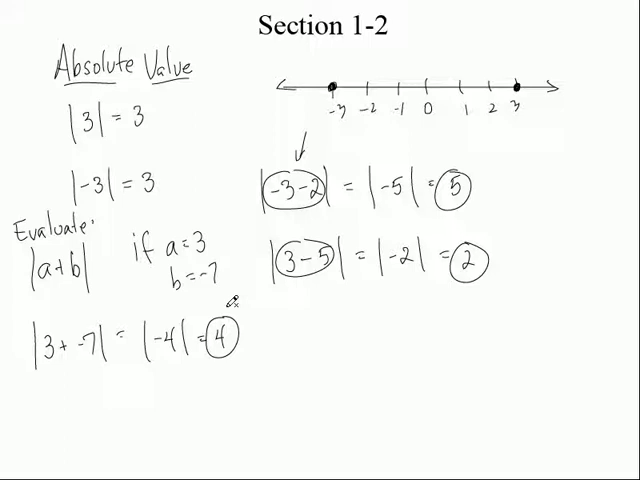All right? Make sense? It's pretty simple. Of course, they're going to get a little more complicated than this. But that's your basic idea. So you just take those numbers, plug them in, work out the absolute values first before you do anything else. All right?